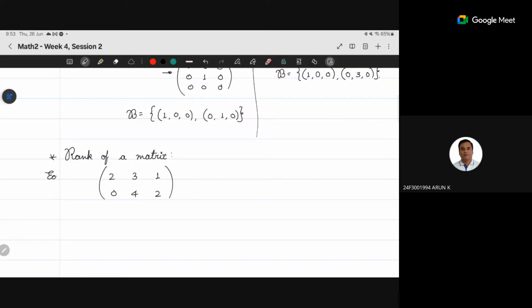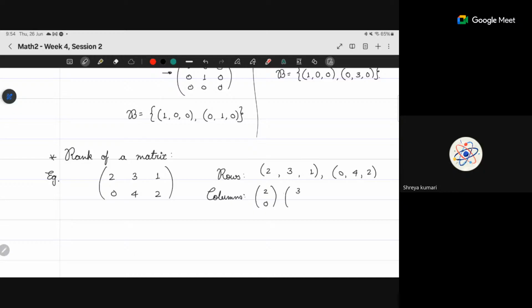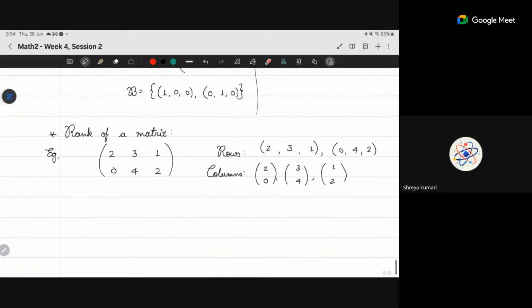This is just an example, right? So if I look at the rows of this matrix, what are the rows? The rows are (2, 3, 1) and (0, 4, 2). And what are the columns? (2, 0), (3, 4), and (1, 2). Right now, these are vectors in their respective spaces. Like (2, 3, 1) and (0, 4, 2) are vectors in R3, and (2, 0), (3, 4) and (1, 2) are vectors in R2.